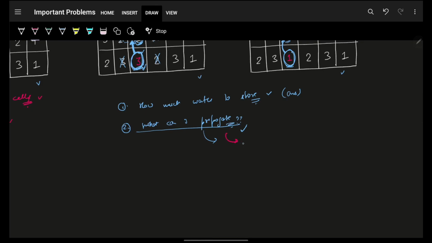Propagation will simply say to take the maximum wall height or size. So this is another observation which we figured out.